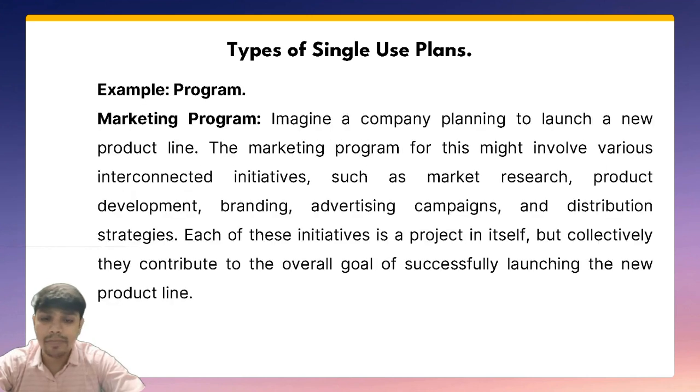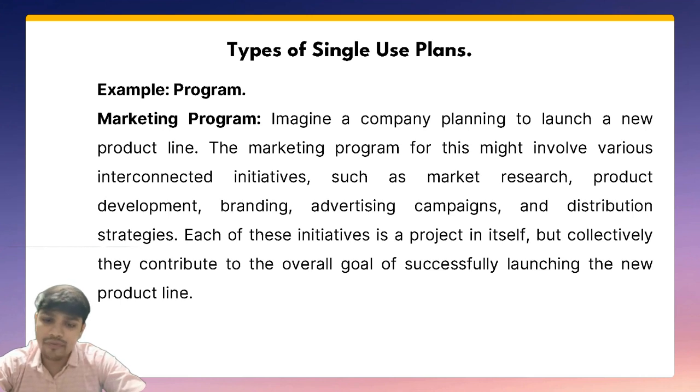Imagine a company is planning to launch a new product line. Now, a new product line is a number of products in a particular category which are similar in terms of usage. A company is planning to come up with soap as a product. Soap can be different brands of soap, and that is what we refer to as a product line.